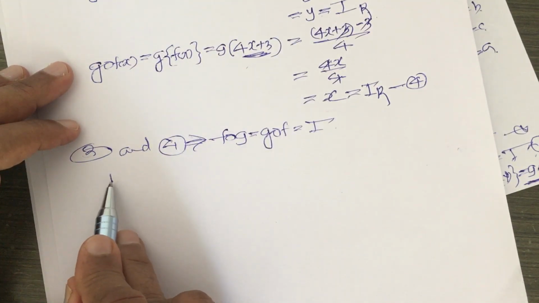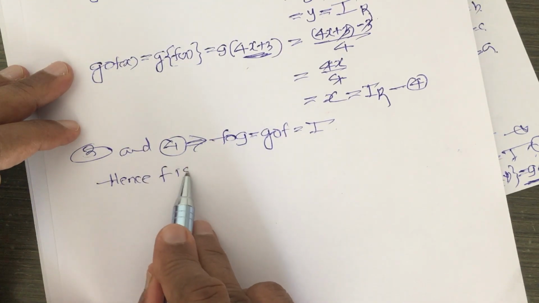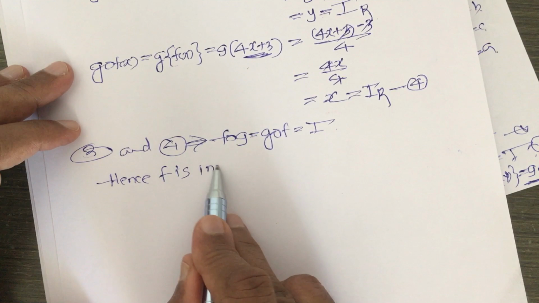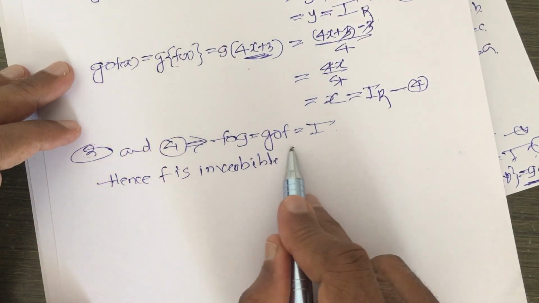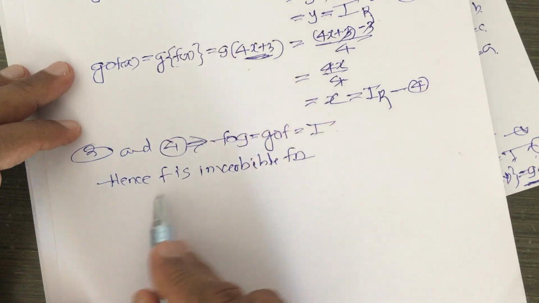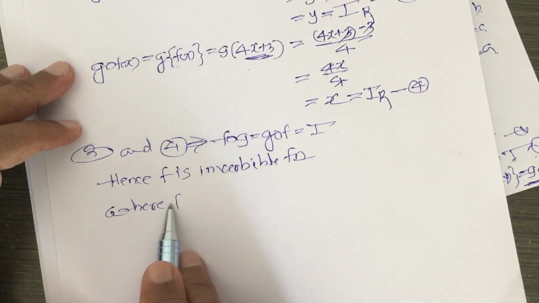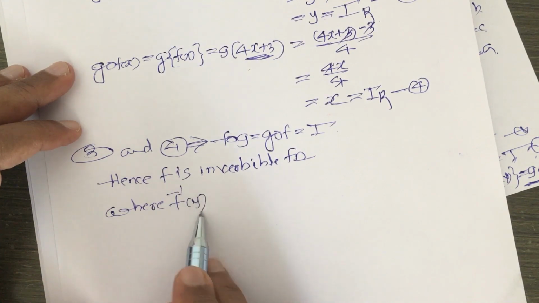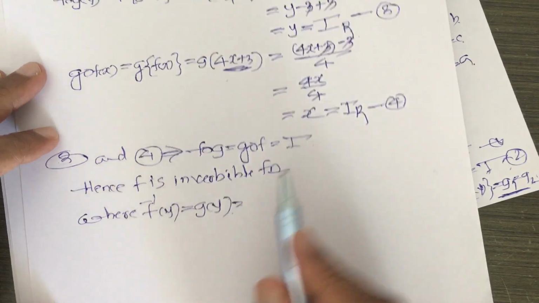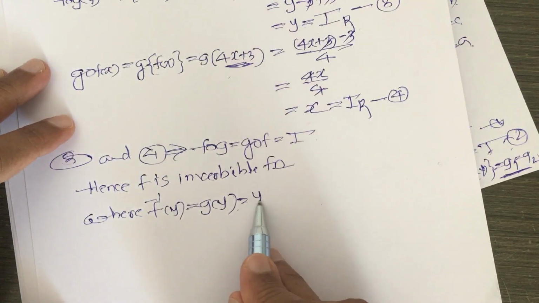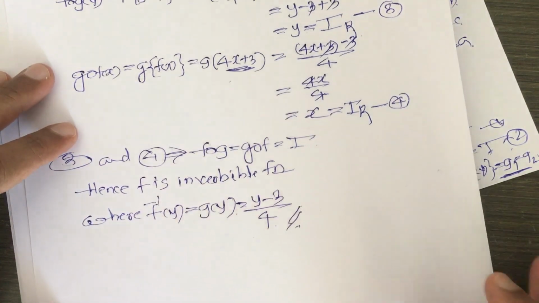So hence f is invertible. F is an invertible function, where f inverse of y is nothing but g of y, and what your g of y is (y minus 3) divided by 4. This is your final answer.